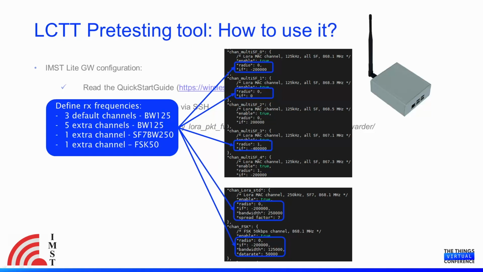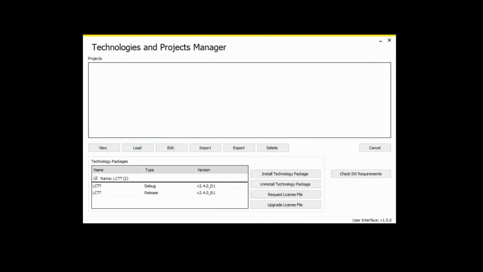Now you only need to run the packet forwarder application and configure the LCTT tool as follows. If this is the first time you run the LCTT tool, you should upgrade the license for its technology package installed.